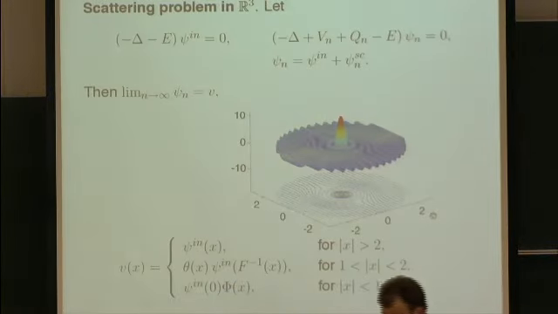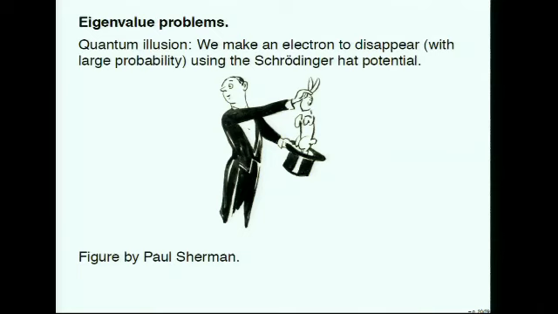So this was for the scattering problems. But it has very interesting effects when we look at eigenvalue problems. Let's look at those next, because then we can really compute probabilities. What's the probability that the particle is somewhere? And I'm aiming for a kind of quantum mechanical illusion. We want to make an electron disappear with a large probability using the Schrödinger hat potential.